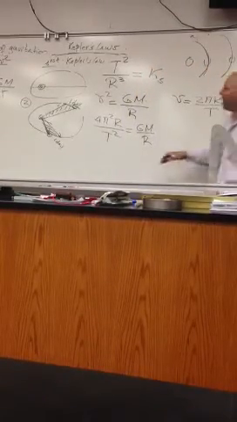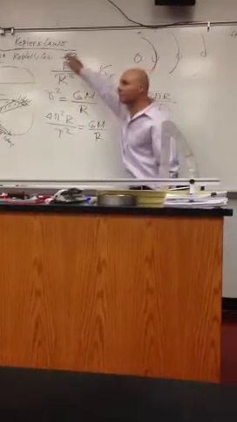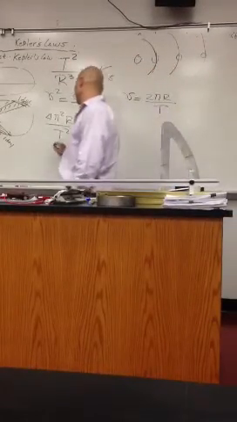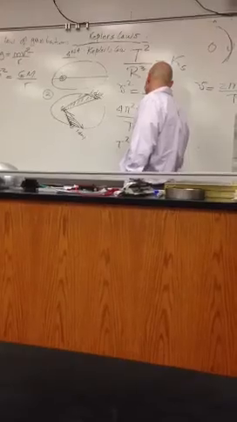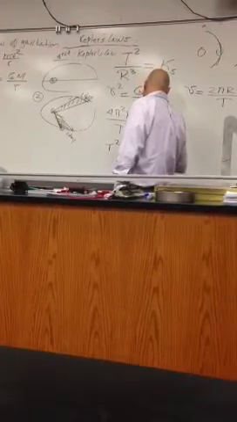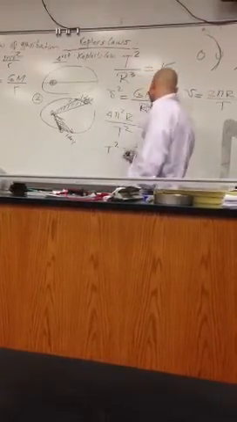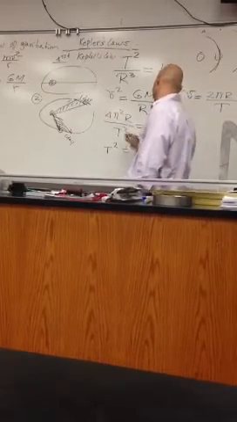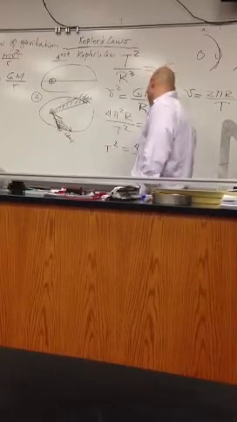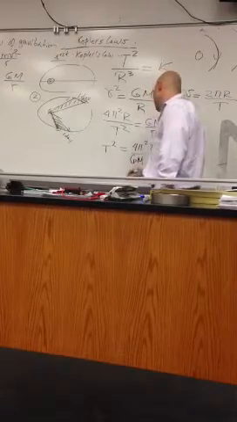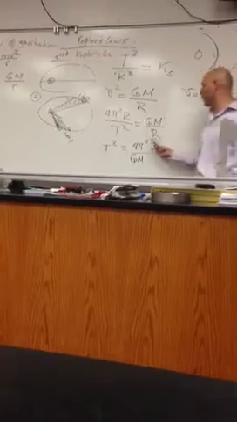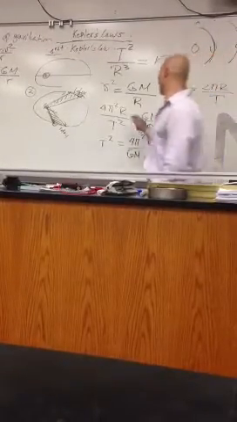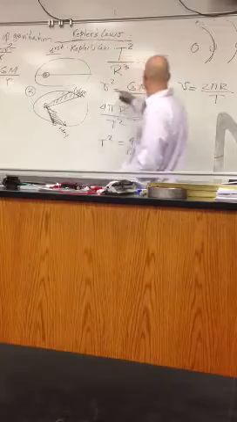If I cross multiply to get this ratio, I get T squared to this side, r to this side, 4 pi squared r cubed over, I put T squared to this, I put GM to this side, GM. Is that right? I just cross multiply. I have r squared here because I squared the radius.